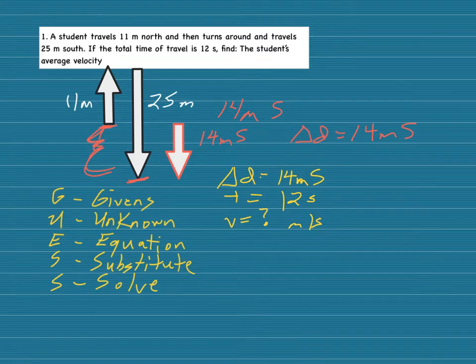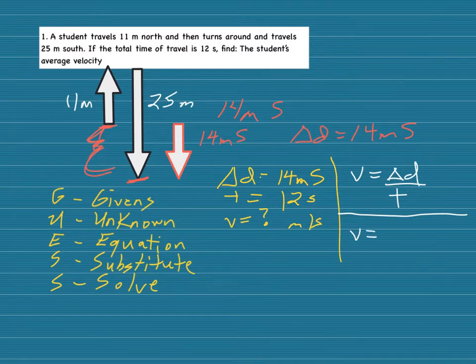Alright, next we're going to write the equation we're going to use. We're going to be using this equation on all these problems today. Then I'm going to substitute and solve. So velocity is equal to, for displacement, I'm going to put in what the displacement was over time, which was 12.